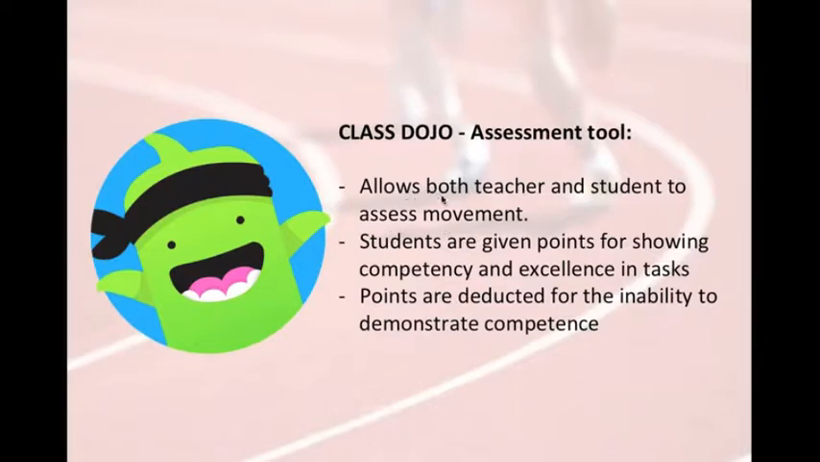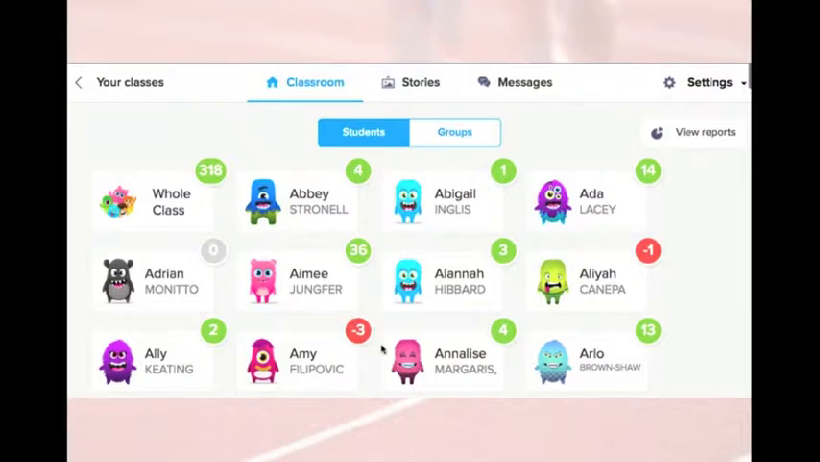So Class Dojo is an app that allows both the teacher and the student to assess movement. Students are given points for showing competency. They're also deducted points for the inability to produce competence. And then this is what's shown up. So you see Amy has a -3 competence in her tasks, whereas Alana will have a +3 competence.